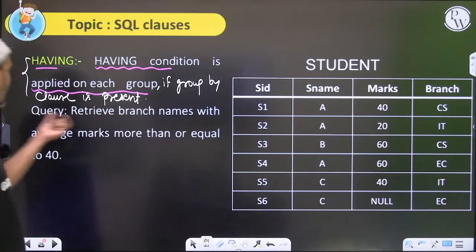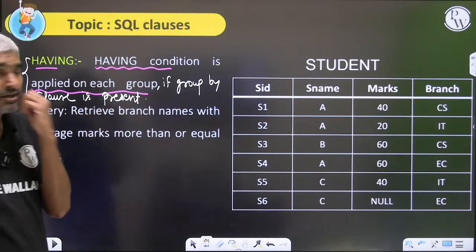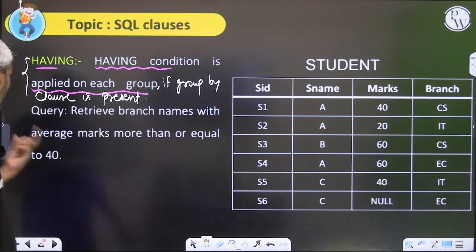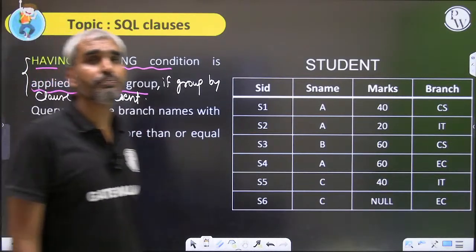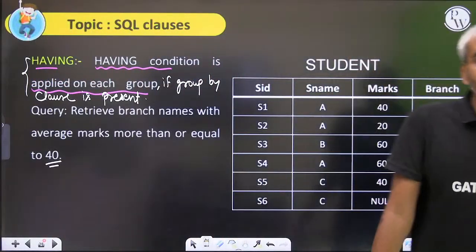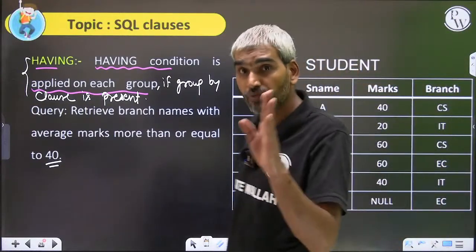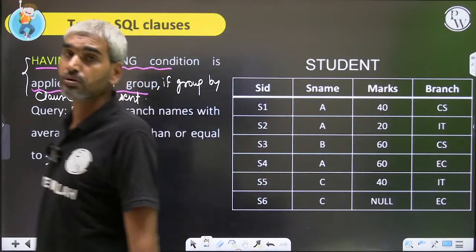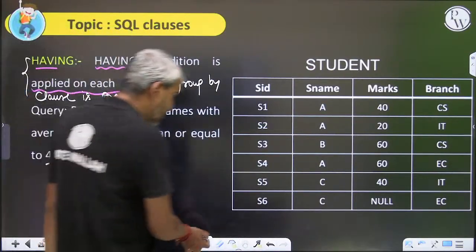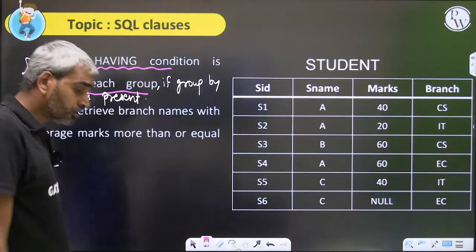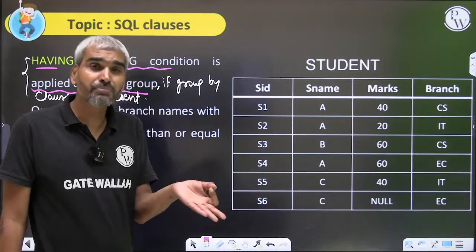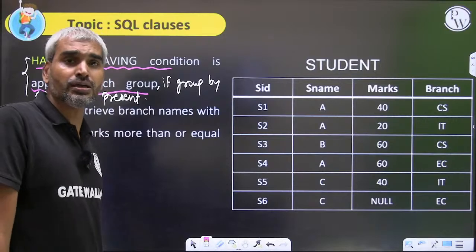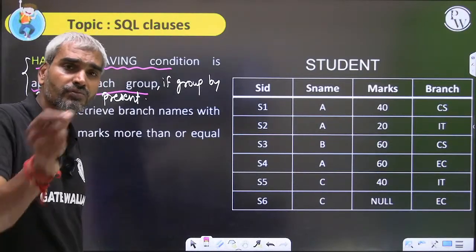Clear? So let's see. If somebody asks me, retrieve the branch name with average marks more than or equal to 40. So you are looking for the branches whose average marks are more than 40. You actually want to compute the average of marks for each branch, so you will have to specify that condition along with the having clause.